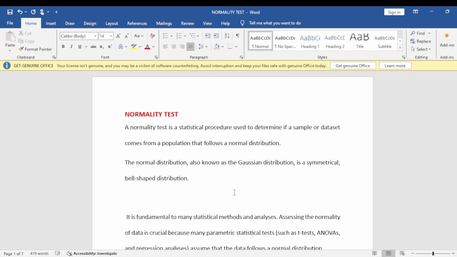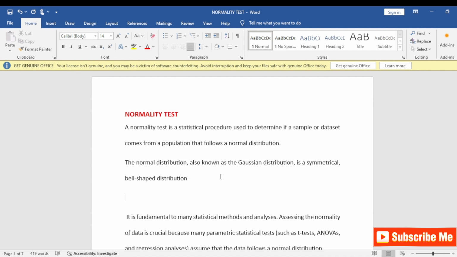Normality test is a statistical procedure used to determine if a sample or data set comes from a population that follows a normal distribution. Normal distribution, also known as Gaussian distribution, is a symmetrical bell-shaped distribution.